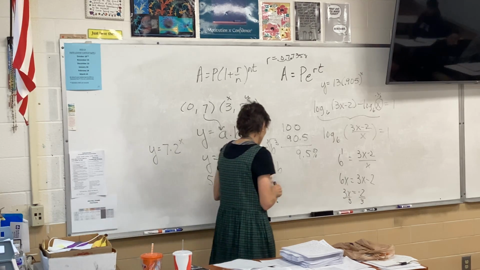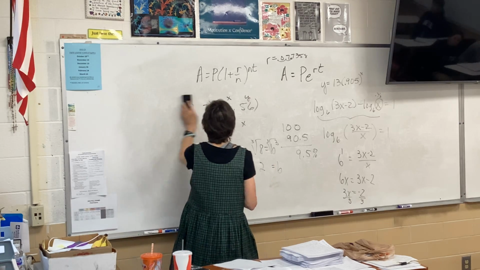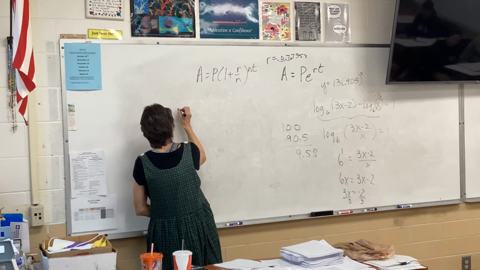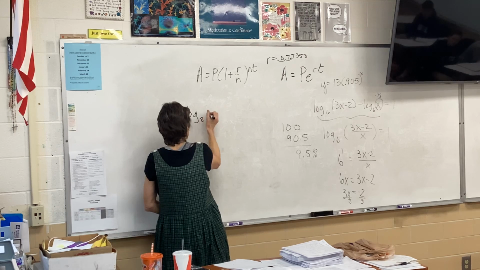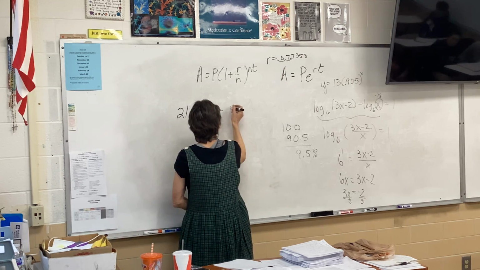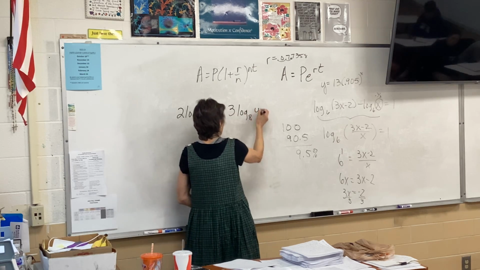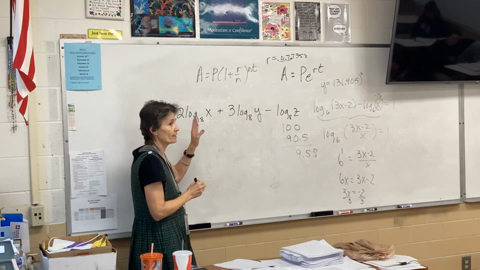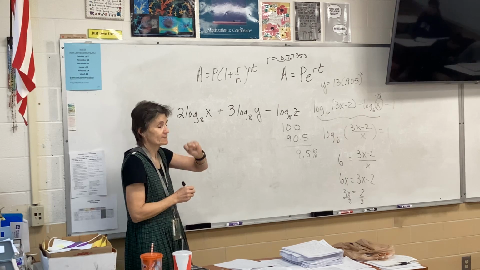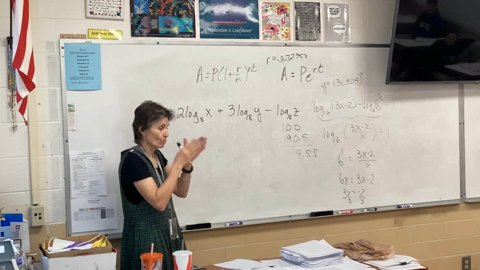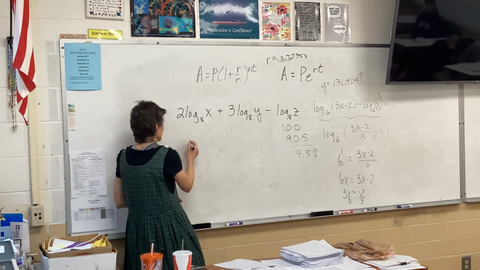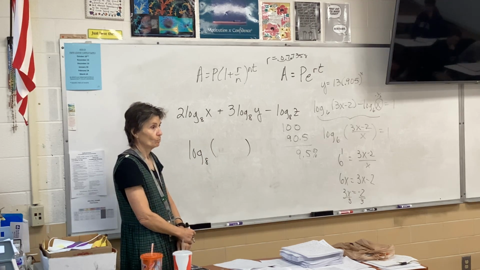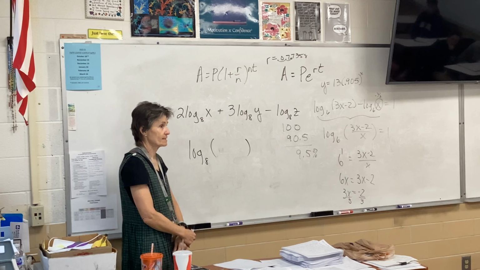How about this? What if we had something like 2 log base 8 of x plus 3 log base 8 of y minus log base 8 of z? What if we had to put that together into a single logarithm? That's what the directions say. Write as a single logarithm. So in other words, you're going to have log base 8 of something. A single logarithm. What's going to go in that parentheses there?